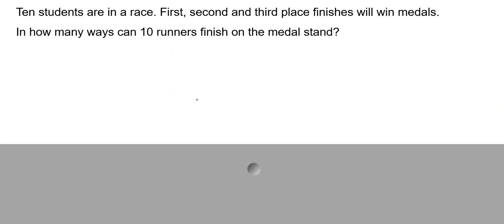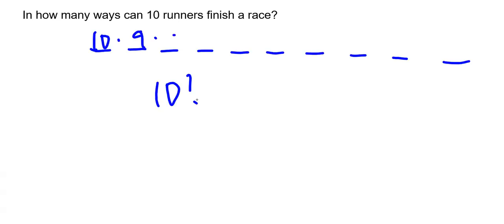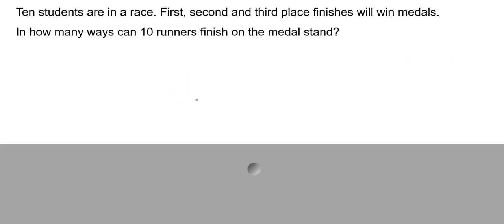Let's get to a little tougher problem. So this one, similar to the last one, 10 runners in a race, but now we only care about if you finish on the medal stand. First, second, and third place: gold, silver, and bronze. That's all we care about in the Olympics. So how many ways can 10 runners finish on the medal stand? So that's a little different question.